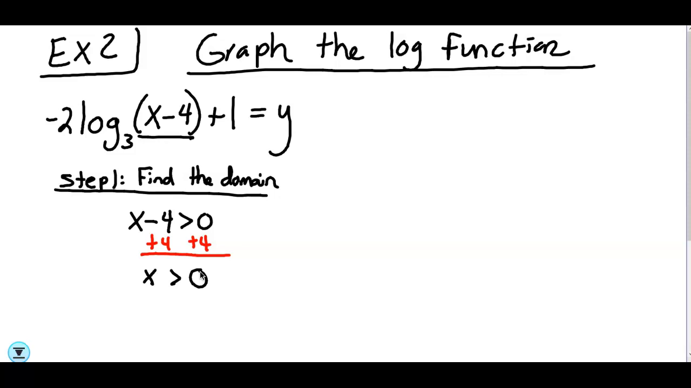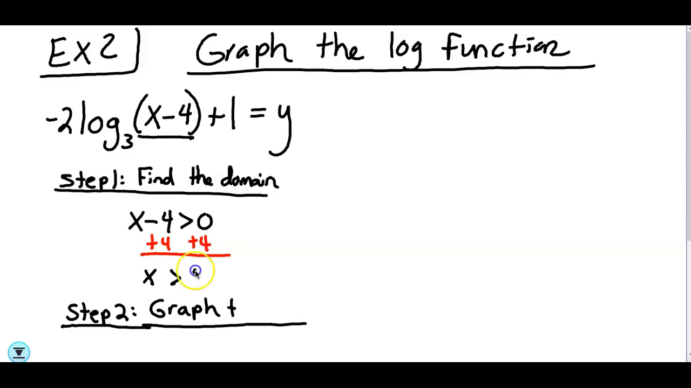Okay. Step 2. We're going to graph. Oh, thank you. Guys, I put 0 here, but it's supposed to be 4 because I added 4 on both sides. My bad. Thank you. All right, so step 2. We're going to graph the asymptote. Now, you probably don't know what I mean by that, but you will shortly. Graph the asymptote.